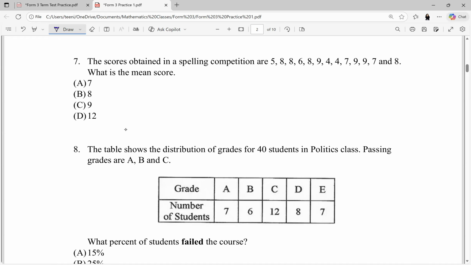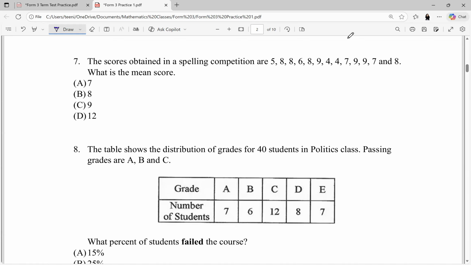Interestingly, I'm not getting any one of the answers. Anybody else? Yes, I got 108. 108 for just the sum or the mean itself? Well, I got 7.2, and I divided 108 over 15.